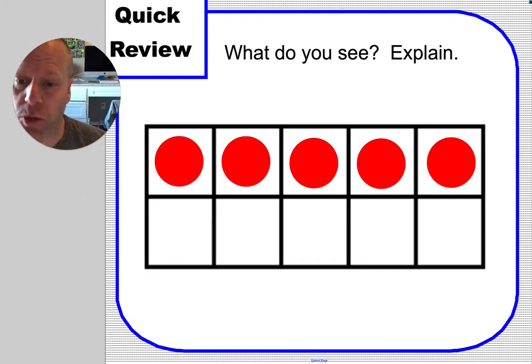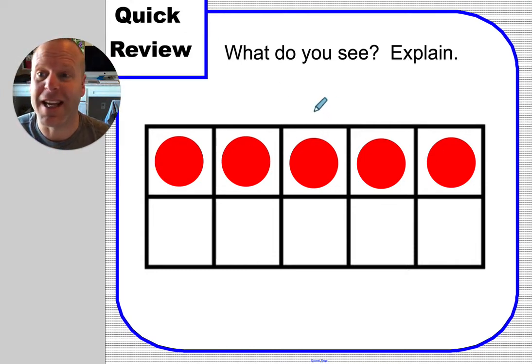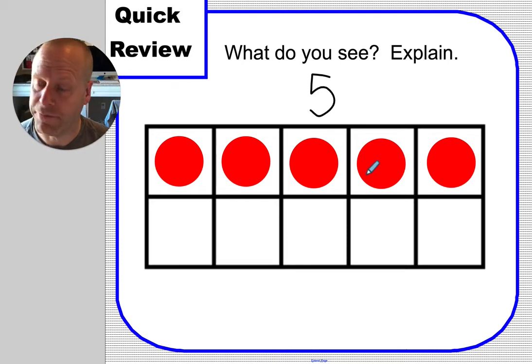So if I saw this one, I would say I know there are 5 dots in 5 boxes, right? So I would say this is 5, really quick, because I see it full. If I saw one less, I would say 4, right? So I can use that 5 to help build some new numbers.